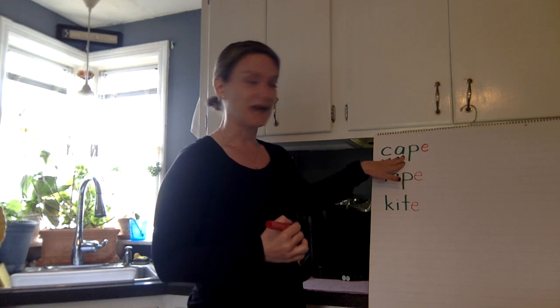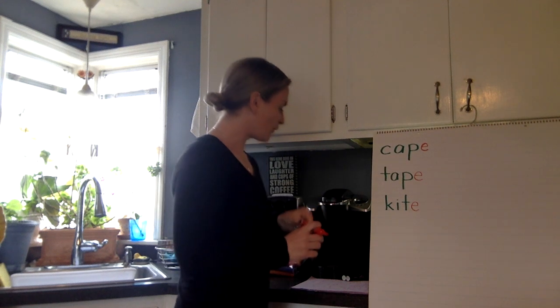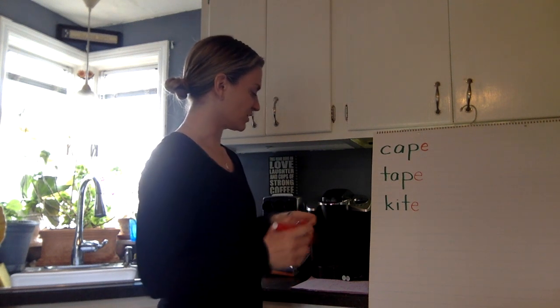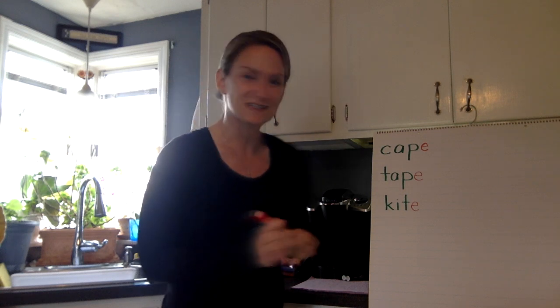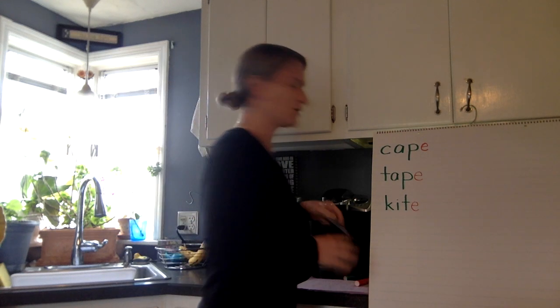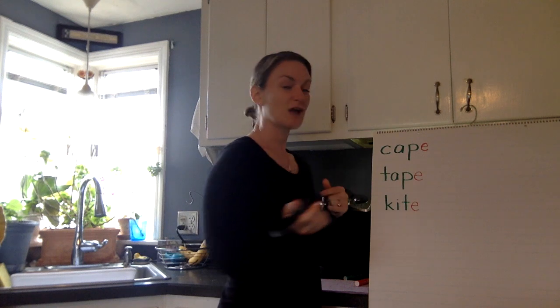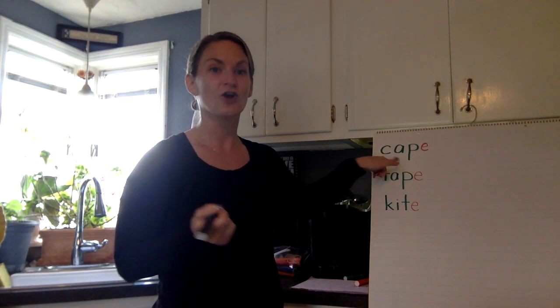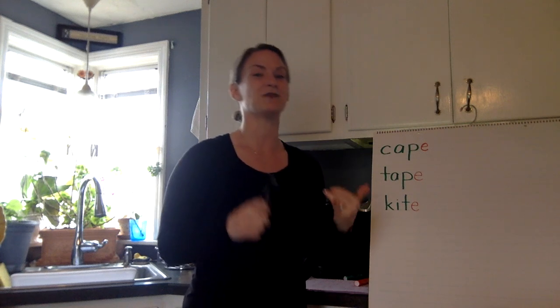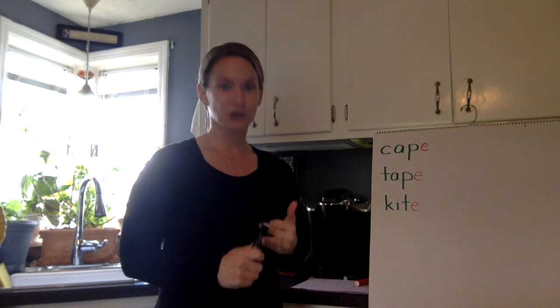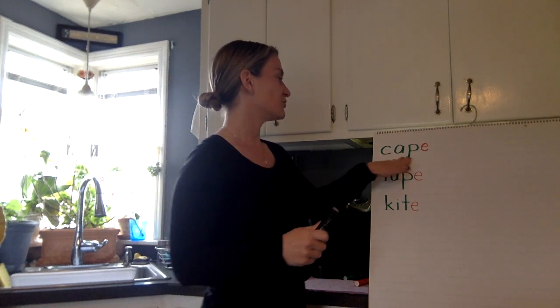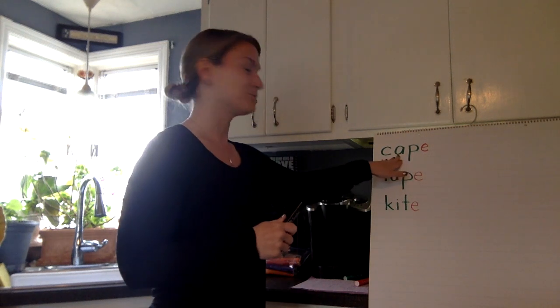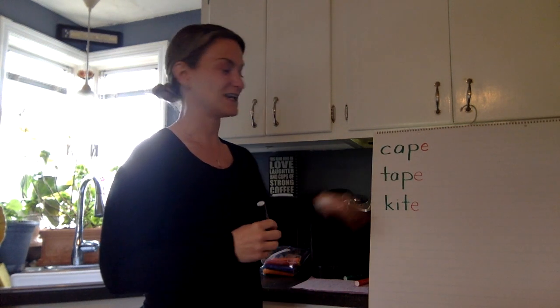Okay? Now I want to show you how we're going to mark up these words because they're not closed syllables anymore. And you might be thinking, why aren't they closed syllables? Well, they're not closed syllables because the vowel doesn't make the short sound anymore. Remember, when it was a closed syllable, it had to be a short vowel sound closed in by a consonant. So it still has a consonant that comes after it, but it's not a short vowel sound anymore.